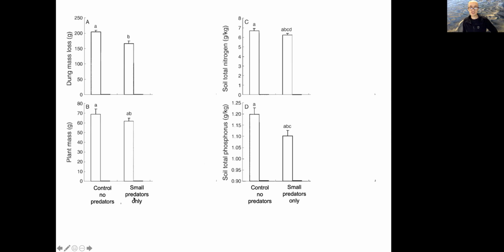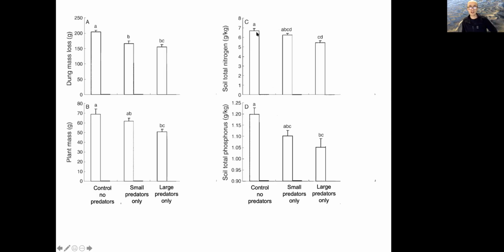When you introduce the small predatory beetles, what you can see here is that less dung is consumed, because now there's a predator, and those predators are feeding on the dung beetles. And there seems to be a small decrease here in how much plants can grow. And it looks like there's kind of a slight dip in the amount of soil nitrogen and a dip here also in the amount of soil phosphorus that's there.